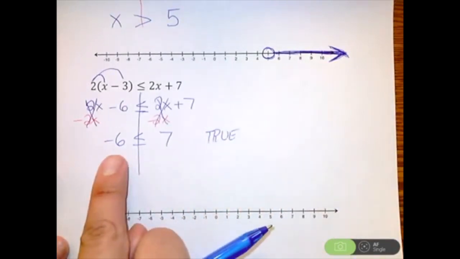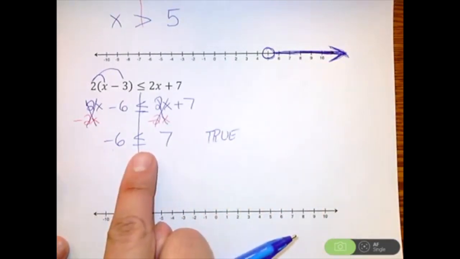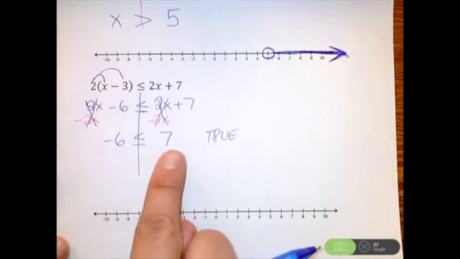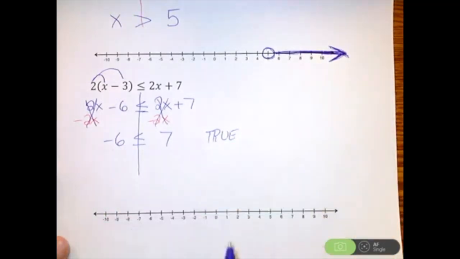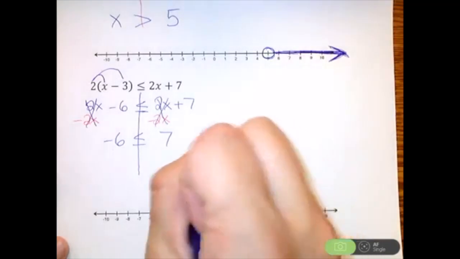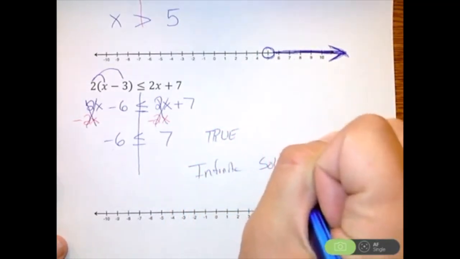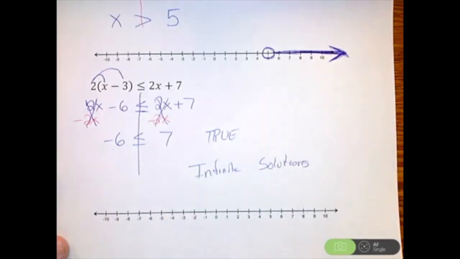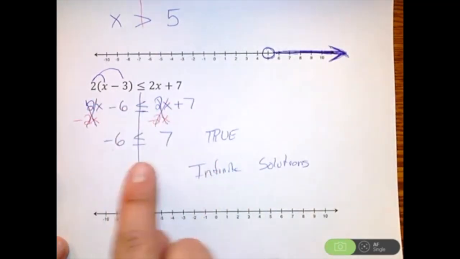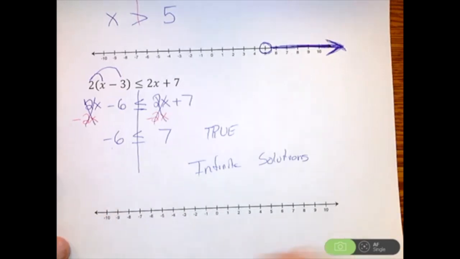In this case, -6 is less than or equal to 7. This is true. So since this is a true statement, we get infinite solutions. What that means is no matter what you plug in, any of these numbers, you're going to get a true inequality. Therefore, all of these numbers are solutions.